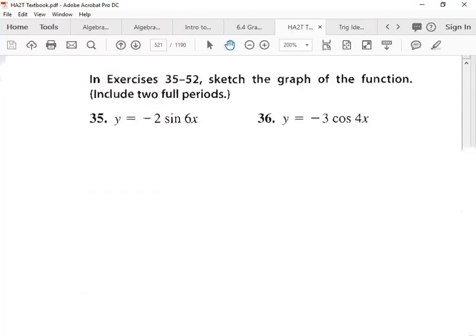Sketch a graph that includes 2 full periods. Now I'm looking at 36 right here. I see an amplitude change and I see a period change. That's it. That's the only thing that's changed. So let's identify our period after I start my cheat graph.